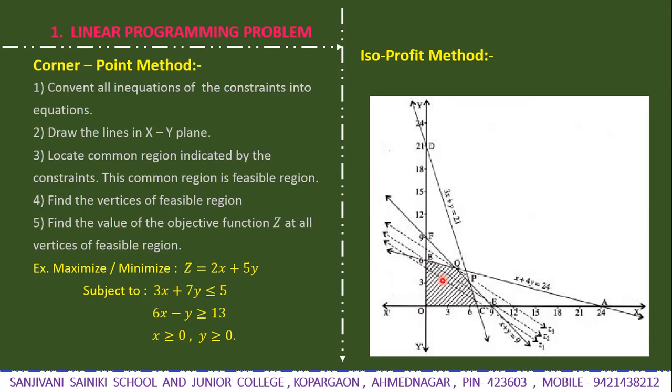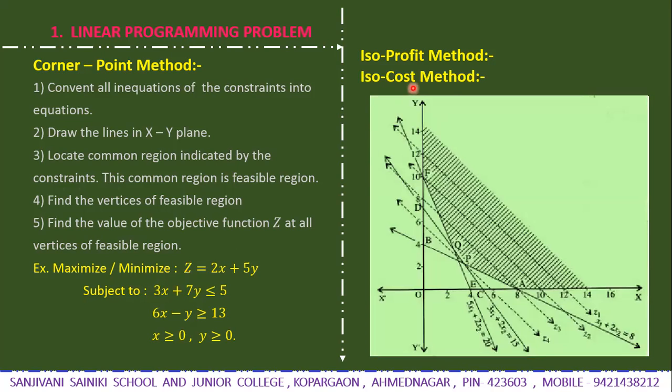Then we will go away from the origin, drawing parallel lines to Z1, the initial profit line. At a certain stage, the line will touch only one point of this feasible region. That is nothing but our solution. This is isoprofit. The second one is the isocost method.